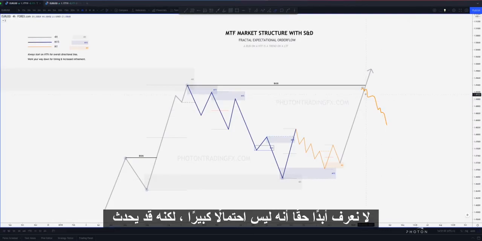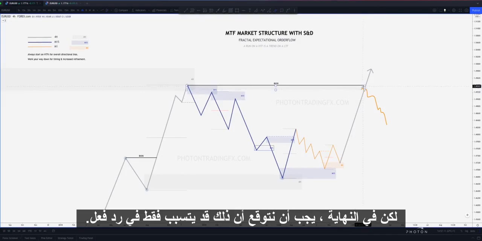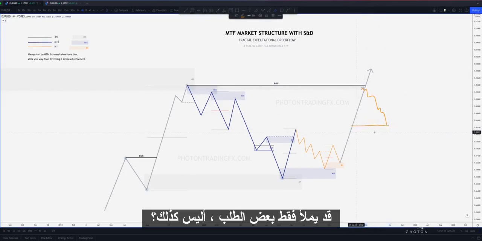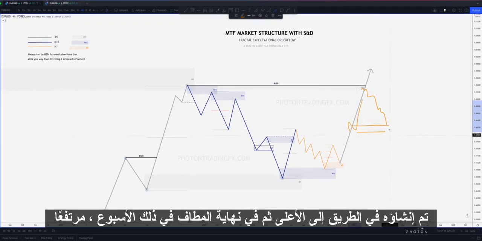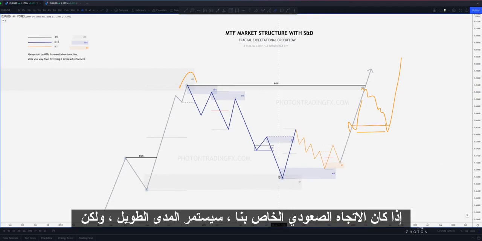We never really truly know that. It's not high probability, but it may happen. But ultimately, we should expect that it may just cause a reaction. It may just fill up some demand that was created on the way up. And then ultimately, that weak high should go because price has done everything it needs to do down here if the 4-hour bullish trend long term is going to continue.